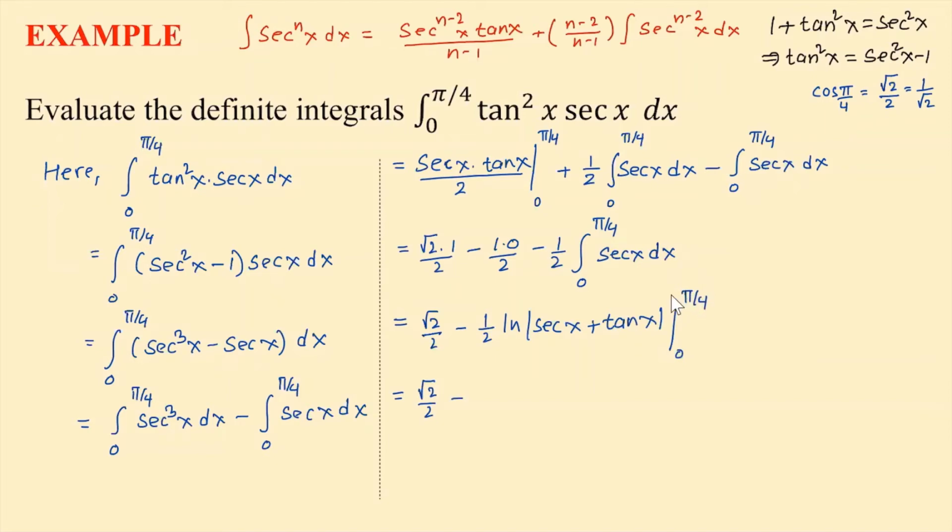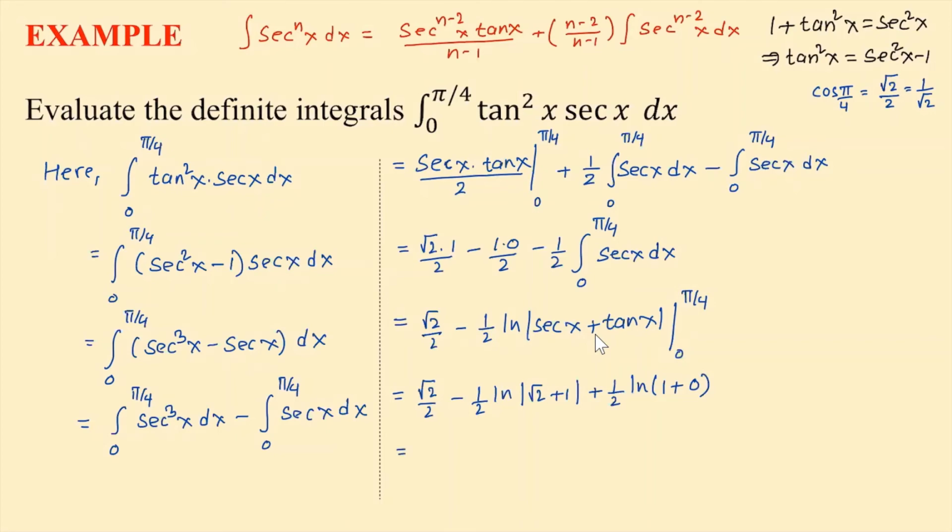If you plug in the upper limit, it will be minus half natural log of, if you plug in pi over 4, secant pi over 4. Secant pi over 4 is square root of 2. And tangent pi over 4 is 1. Now you are subtracting a negative, which means plus half natural log of, if you plug in 0, secant 0 is 1 plus tangent 0 is 0.